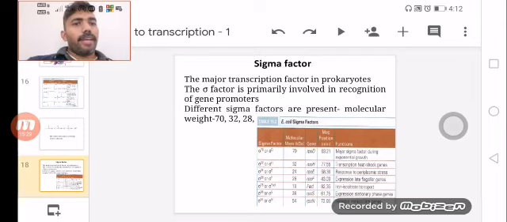The sigma factor which is present all the time, the housekeeping sigma factor in the bacterial system, is what we call sigma 70, and the 70 represents the molecular weight. Based on that, we have different types of sigma factors like sigma 70, sigma 32, sigma 28, sigma 54, etc. Each of these sigma factors is associated with different functions also.